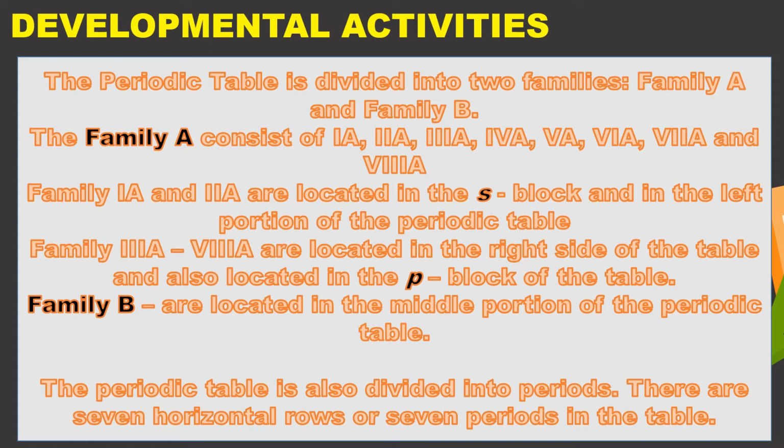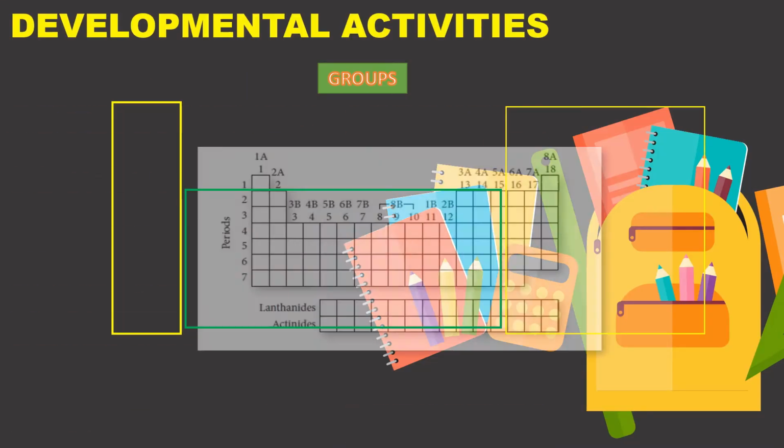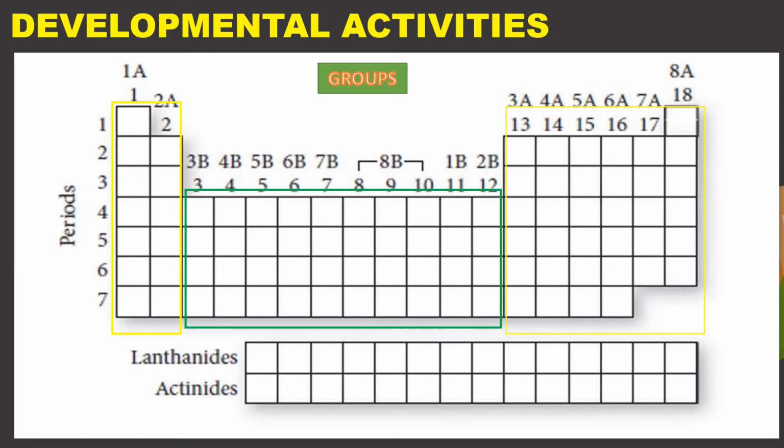The periodic table is also divided into 7 periods. There are 7 horizontal rows or 7 periods in the table. So here is the picture of a blank periodic table, wherein you can easily identify the location of Family A and Family B.